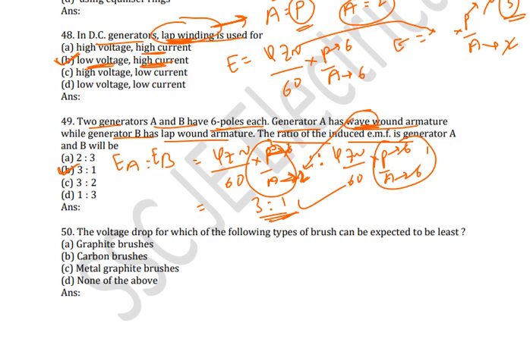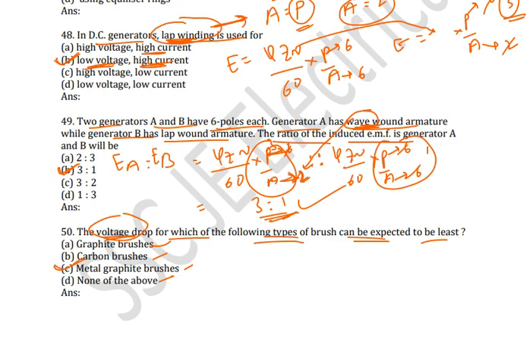It is the last question. The voltage drop for which of the following types of brush can be expected to be least? Voltage drop is least in which one? Graphite brushes, carbon brushes, metal graphite brushes, or none of these. If you know the answer, just answer in the comments. So here the correct answer is metal graphite brushes.